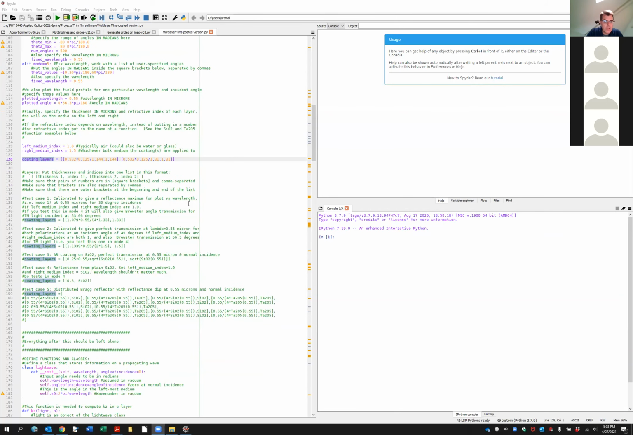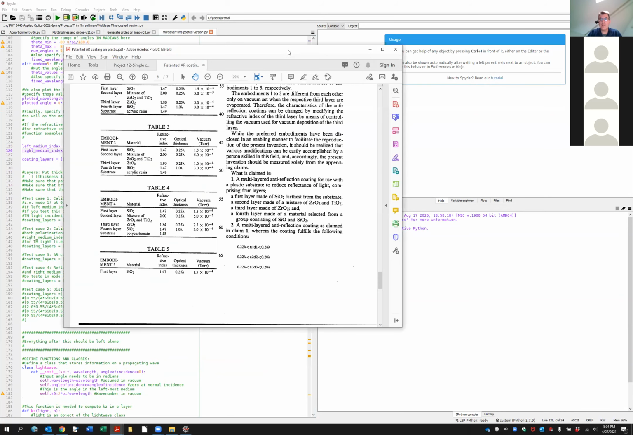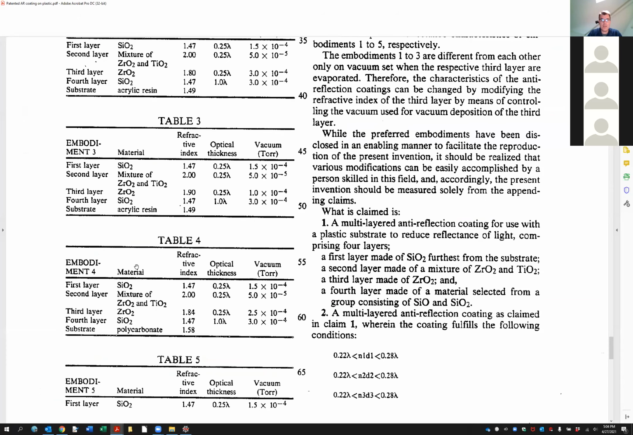On my screen, when you look in here, you see left medium index. That would be air, or 1.0. Right medium index, right now I have 1.5. That would correspond to polycarbonate, whose index is... substrate is another word for the right medium. A substrate is the thing that underlies all the layers. It's like the bottommost layer, the thing beneath the layers.